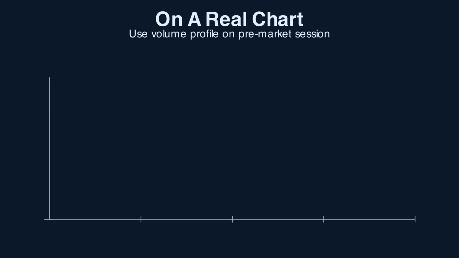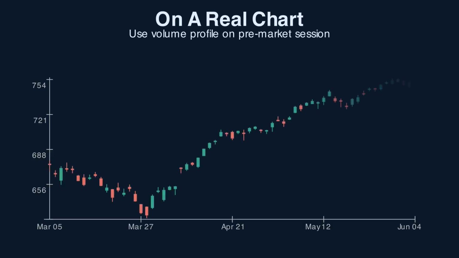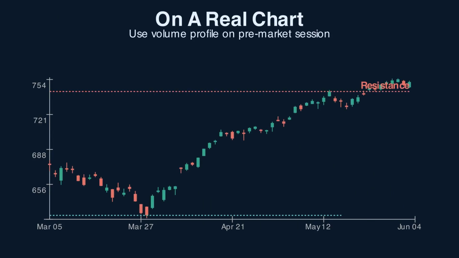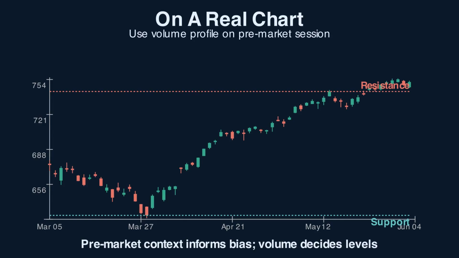In practice, use a volume profile on the pre-market session to see where real participation occurred. The high volume nodes from pre-market are the real levels that will likely hold during regular hours. The wicks above and below those nodes, if they have no volume behind them, are decoration.